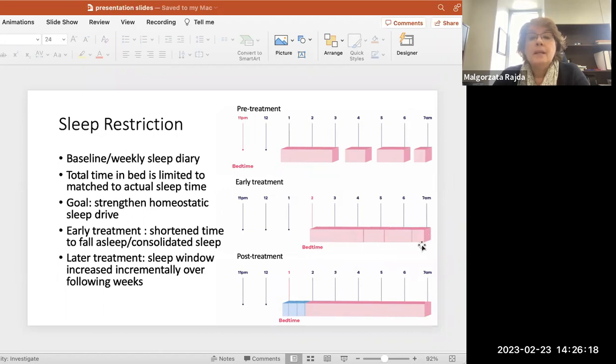So although they are spending more time in bed, they are not actually sleeping less. They are still sleeping the same amount as they did before. Their sleep is better consolidated. And once they achieve that consolidation, we can gradually increase their time in bed.